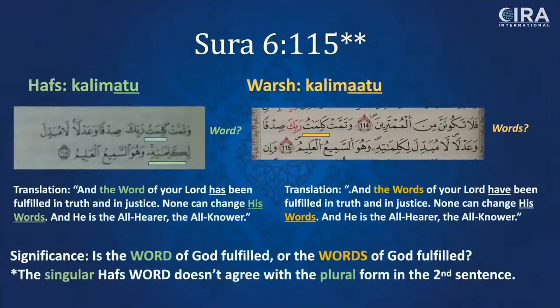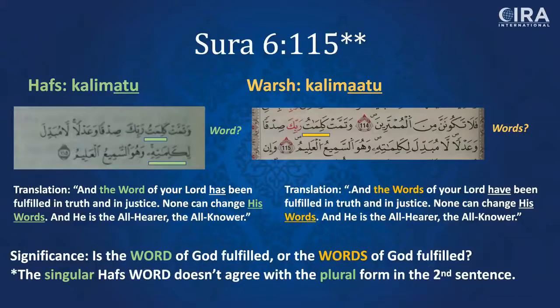Go ahead, the Hafs on the left and the Warsh on the right. So, Hafs, kalimatu, Warsh, kalimatu. Notice the difference. Now we see the dagger alif. That's why I extended it. Now this is another one of those that are interesting. Kalimatu is singular. One word. Maybe we're talking about the word of Allah, which it says, kalimatu rabbika. Where the other one, Warsh, is saying kalimatu, meaning more than one word.